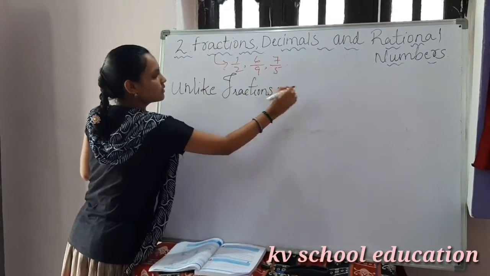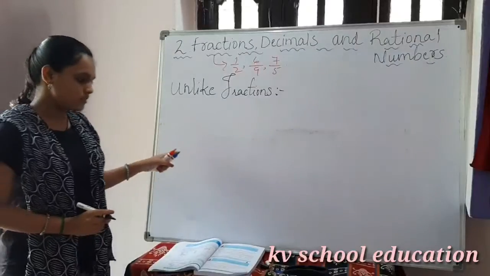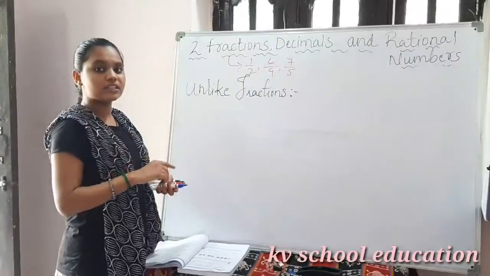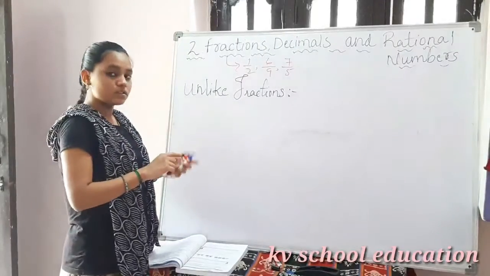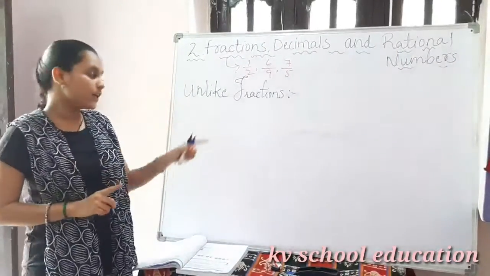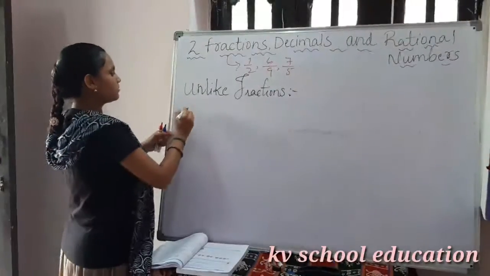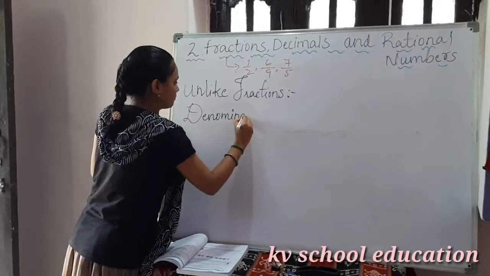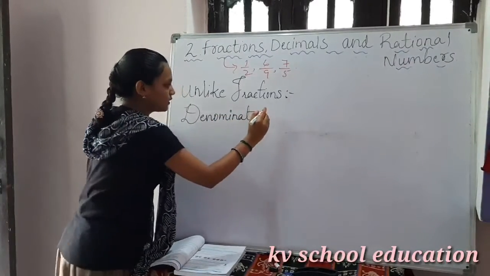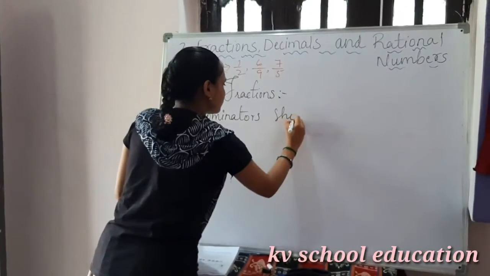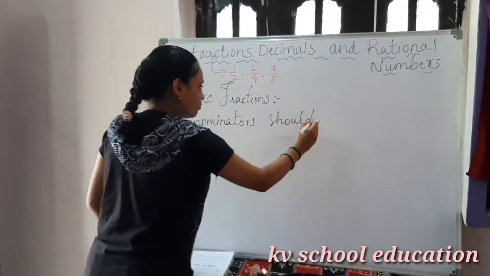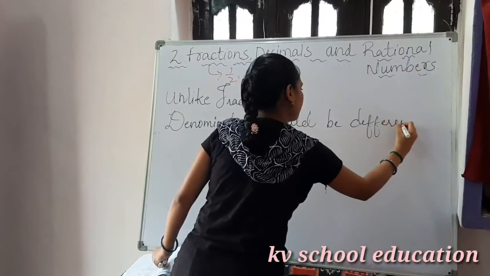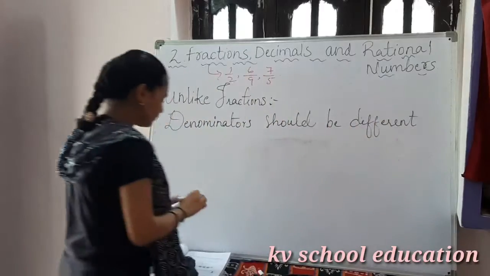Unlike fractions. Unlike fractions are those fractions whose denominators are different. In like fractions the denominators are the same. In unlike fractions the denominators must be different.